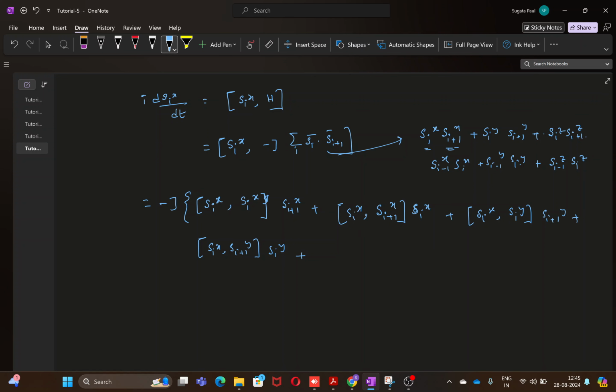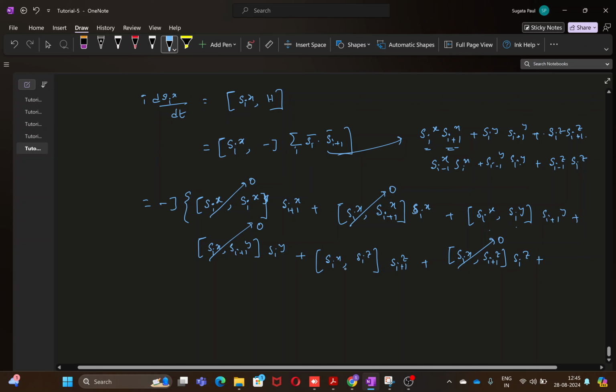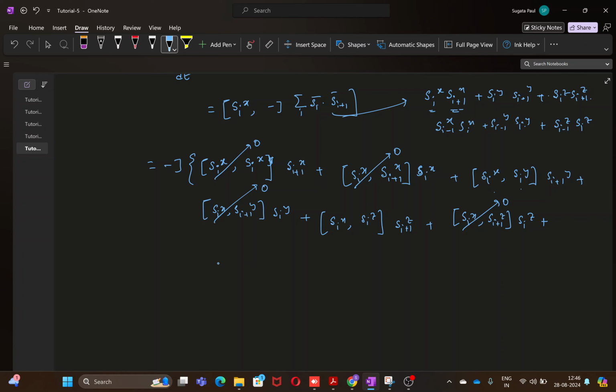Now the third, with z, we have to continue. So this is SIX, SIZ, SI plus 1z, plus SIX, SI plus 1z, SIZ. Then I and I plus 1 again makes it 0, and x and z with I both will have a finite value. We'll take that later. So with I plus 1, everything is covered. Then we move on with the minus 1 terms.